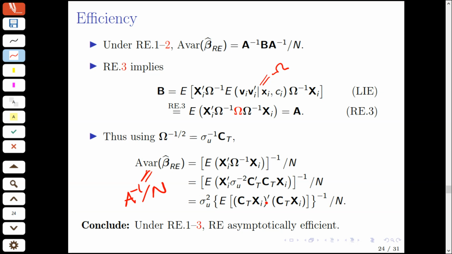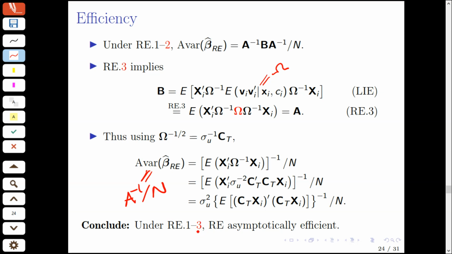Now this latter form fits exactly into the form of the variance that appears in our analysis of the OLS estimator in the cross-section under the Gauss-Markov assumptions. And since we know the OLS estimator to be efficient in that case, we may deduce that the random effects estimator is asymptotically efficient under the present assumptions, which were the three random effects assumptions.